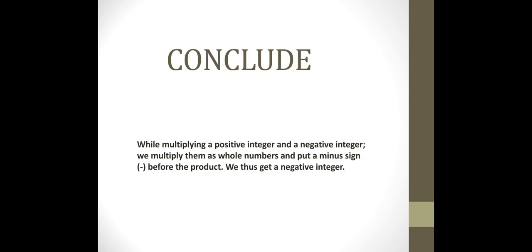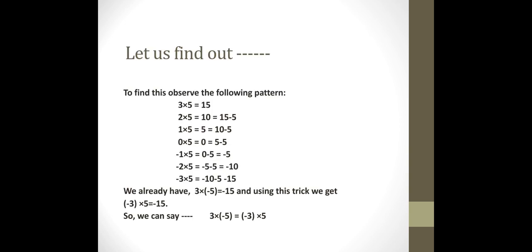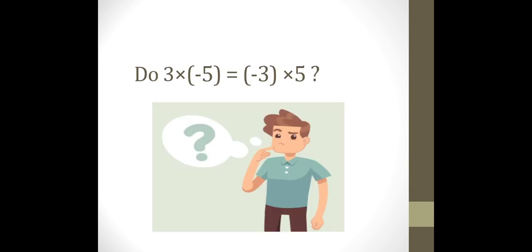Now students, what can we conclude? While multiplying a positive integer and a negative integer, we multiply them as whole numbers and then put a minus sign before the product. We thus get a negative integer after the product. So basically, what is being told here? When we are given a positive integer and a negative integer to multiply, first we multiply the two as numbers and then put the minus sign before.